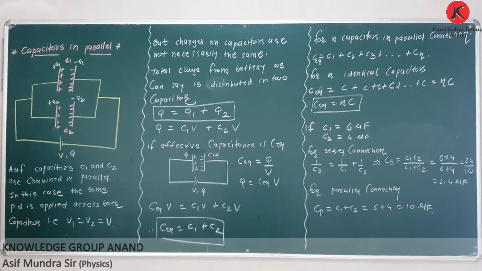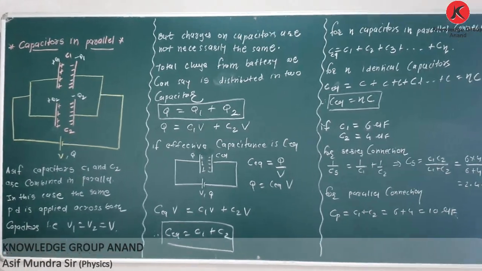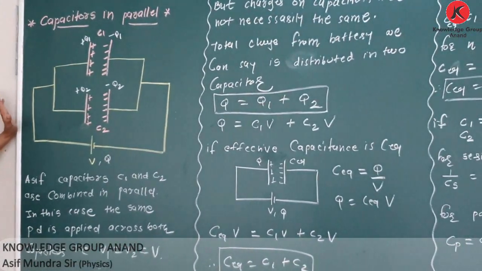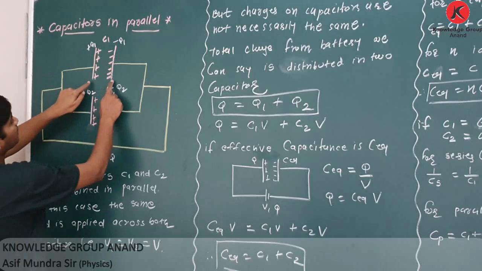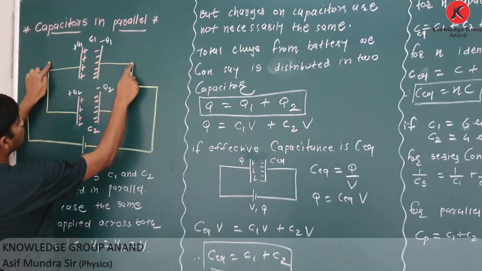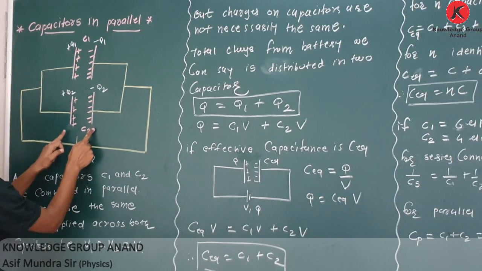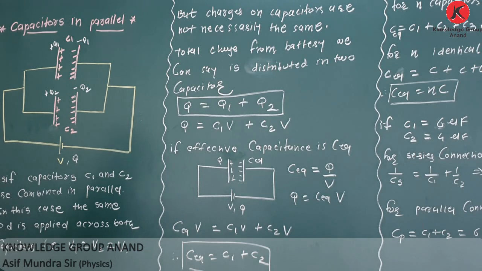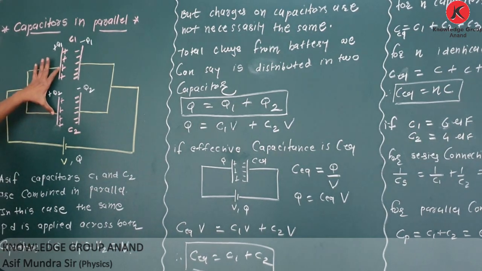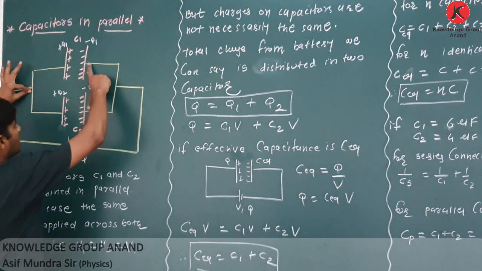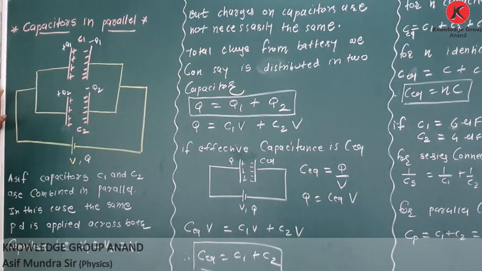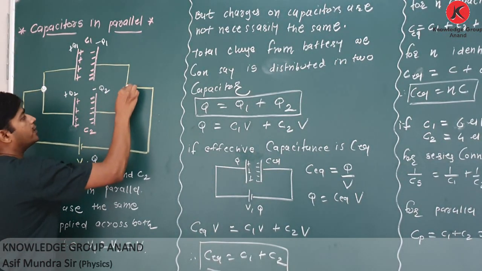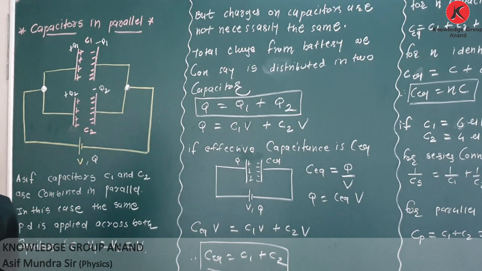Okay, now we will see capacitors in parallel connection. See, again, as shown in the figure, capacitors C1 and C2 are combined in parallel. Now see what a parallel connection is. See, this capacitor C1 has two ends, another capacitor has two ends. So if capacitors are connected such that one end is common and the other end is also common, it means capacitors are connected between two common points.